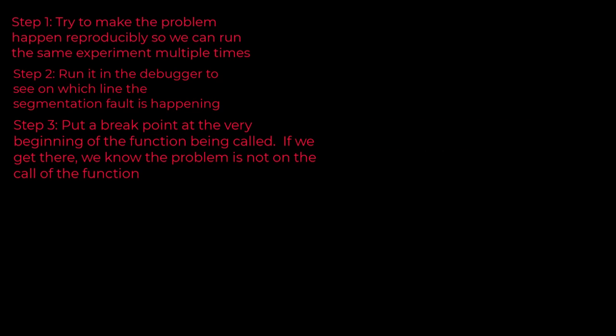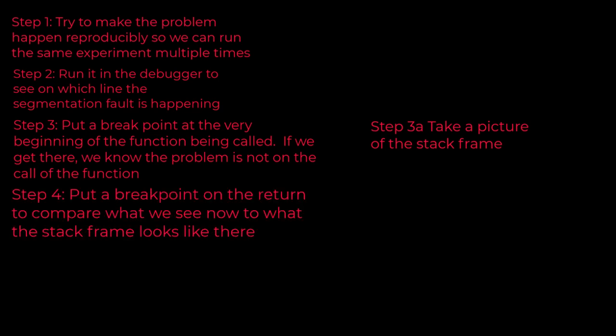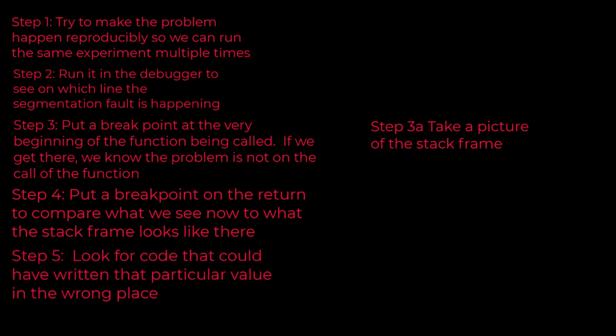So then take a picture of the stack frame, because now we know that the seg fault is happening on the return. And we need to figure out what part of the stack frame got corrupted to make the return not happen. So take a picture of the stack frame right at the beginning of the function. That tells you what it looks like when it's good. Put a breakpoint on the return. Look at the call stack, the stack frame again, and look at what's different in that line that holds the old BP and the return control word.